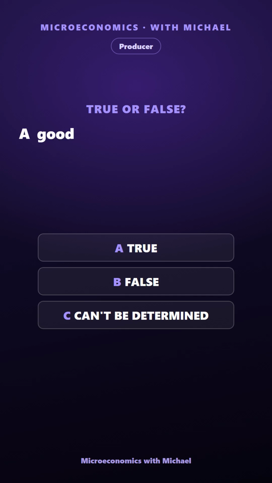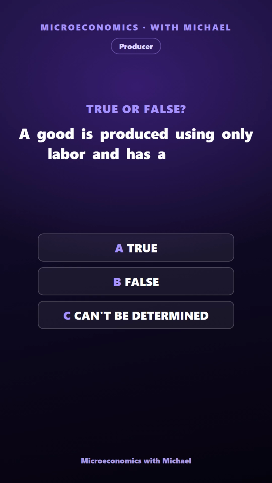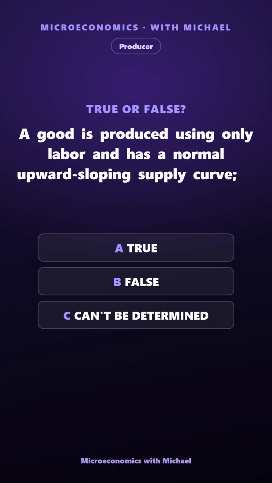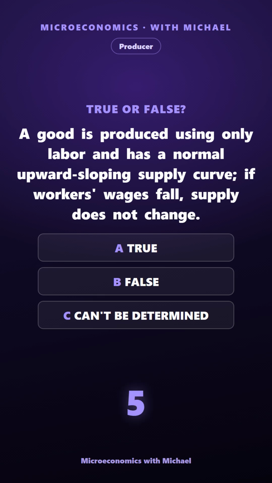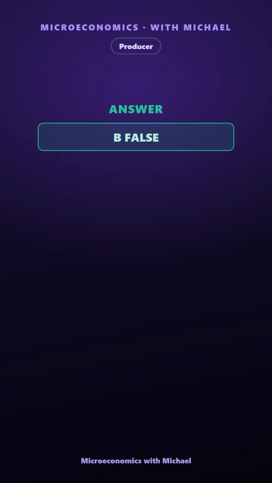A good is produced using only labor and has a normal upward sloping supply curve. If workers' wages fall, supply does not change. True, false, or can't be determined. The answer is false. Incorrect.